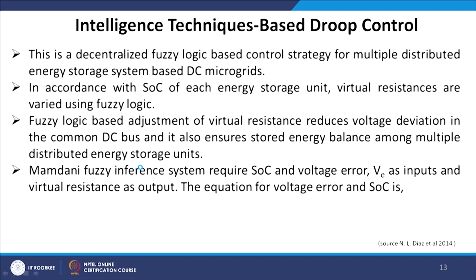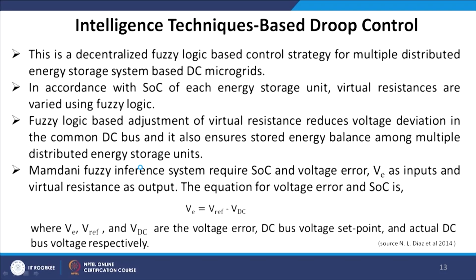Mamdani fuzzy inference system requires SOC and voltage error, VE, as input and virtual resistance as output, means by giving the SOC and voltage error we can calculate the virtual resistance. The equation for voltage error is given by VE equal to V reference minus VDC, where VE, V reference, VDC are the voltage error, DC bus voltage set point and actual DC bus voltage respectively.